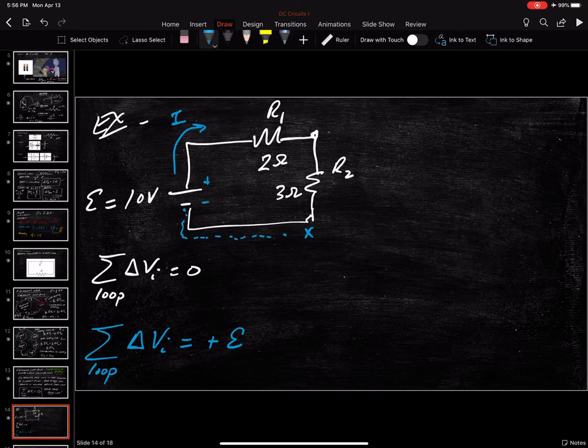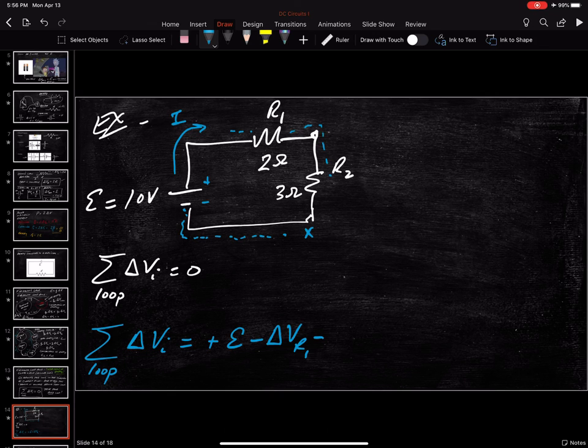Now I come around, I get here, and I say, well, the voltage through here is going to drop, minus delta V through R1. Change in voltage through that first resistor, it's going to drop. Why? It's going to get hot. It's going to use up energy. And since I'm moving in the direction of current, it's going to be negative.